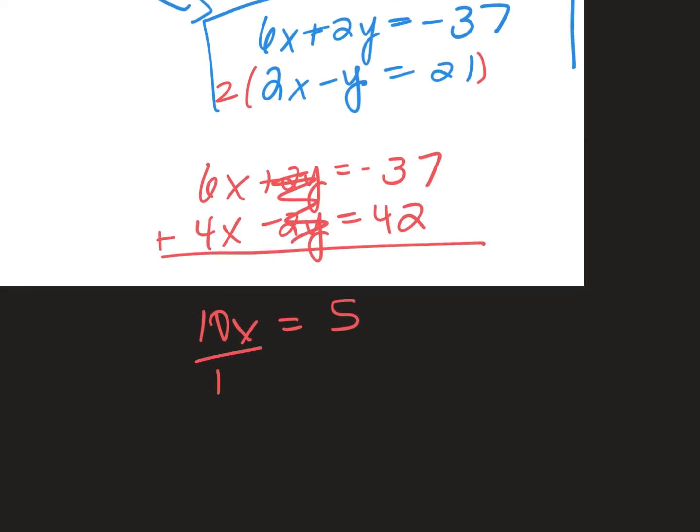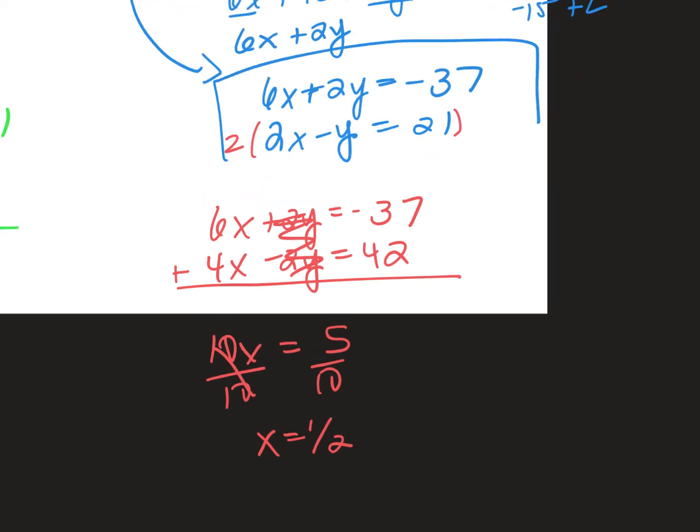So we're going to divide both sides by 10, and x equals 1/2. Now your problem started off with a fraction, so it should end in a fraction. If you want to use 0.5 for your back substitution to find out what y equals, but then make sure that your answer is in fraction form.